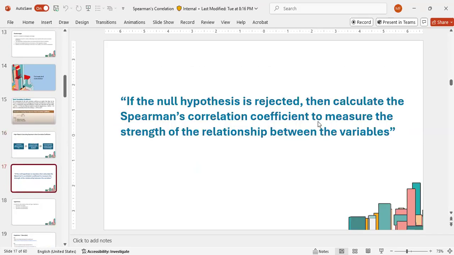Here, if the null hypothesis is rejected, then calculate the Spearman's correlation coefficient to measure the strength of the relationship between the variables. Now, what does the null hypothesis say? The null hypothesis says that there is no relationship between two variables. So when this null hypothesis is rejected and we say that there is some sort of relationship between two variables, then we calculate Spearman's correlation coefficient to measure the strength of this relationship.